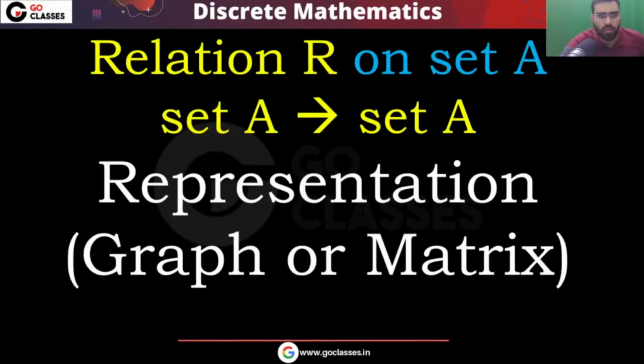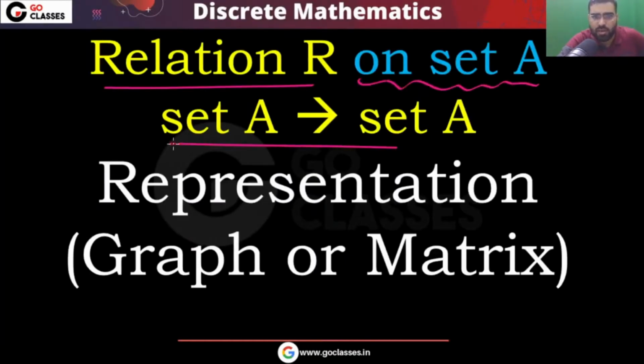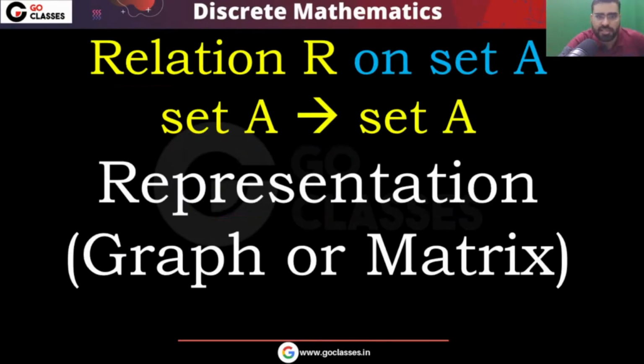Now let's move on. Very simple. Now let's see the representation. If you have a relation from set A to set A, then the representations are either graph representation or matrix representation.